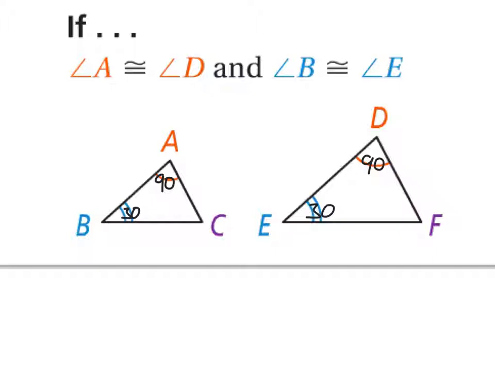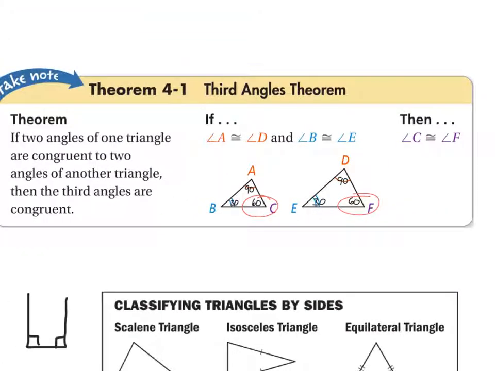What does the measure of angle C have to be? If I have a 90-degree angle and a 30-degree angle, this has to be 60 degrees. Well, again, looking at the other triangle, if I have a 90-degree angle and a 30-degree angle, angle F has to be 60 degrees, showing that those third angles have to be congruent. There's no other option for them, right? That's our third angles theorem.